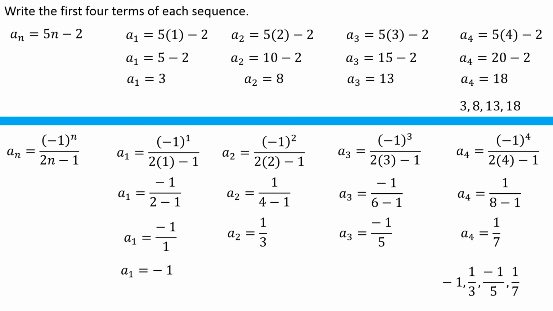Notice that it alternates between positive and negative. Ooh, factorial.